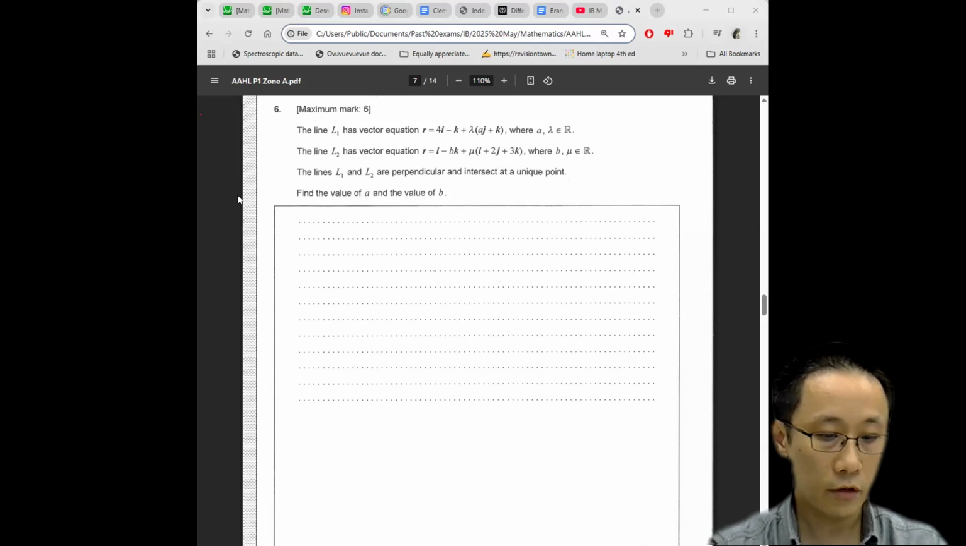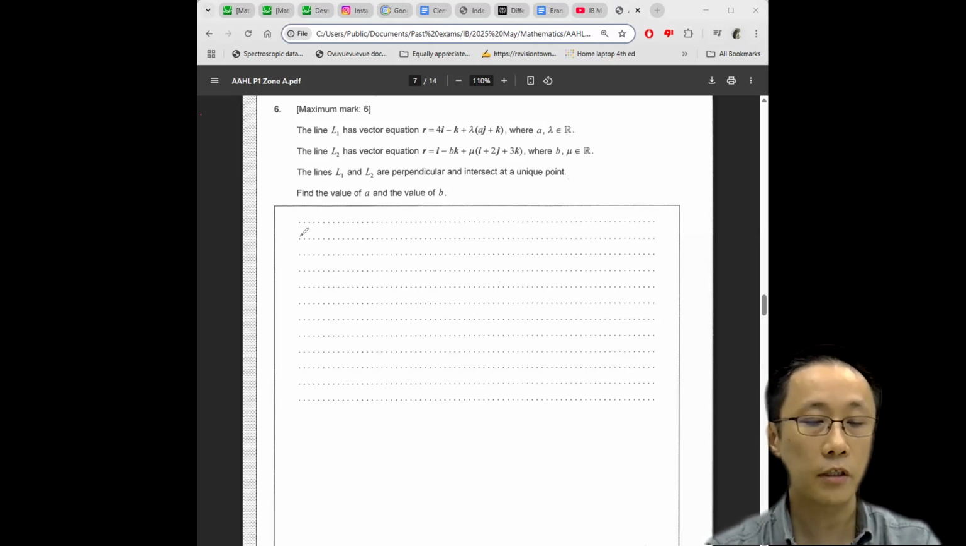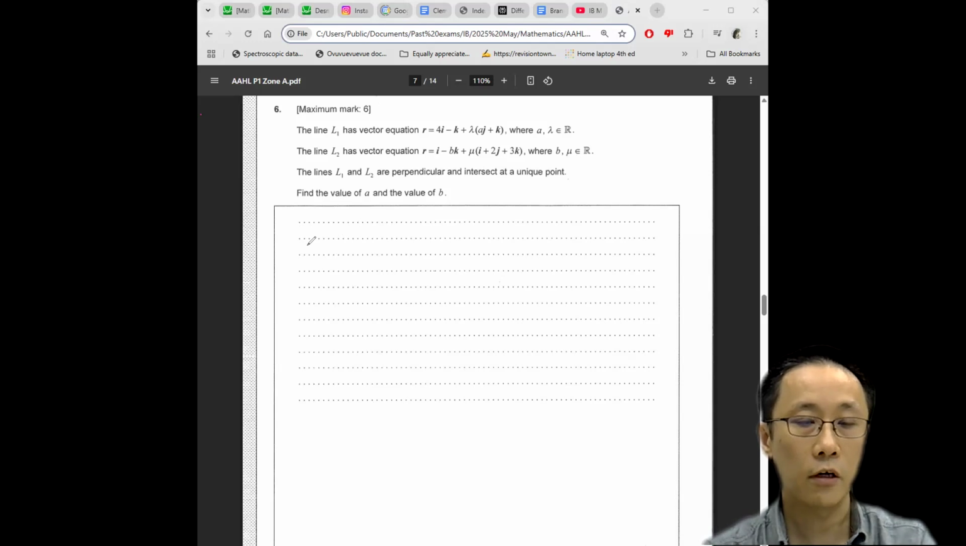So to ensure that the lines intersect at right angles, we need to ensure that the dot product of the direction vector equals 0. Because the dot product equaling 0 means that cos of the angle equals 0, which further means that the angle is 90.